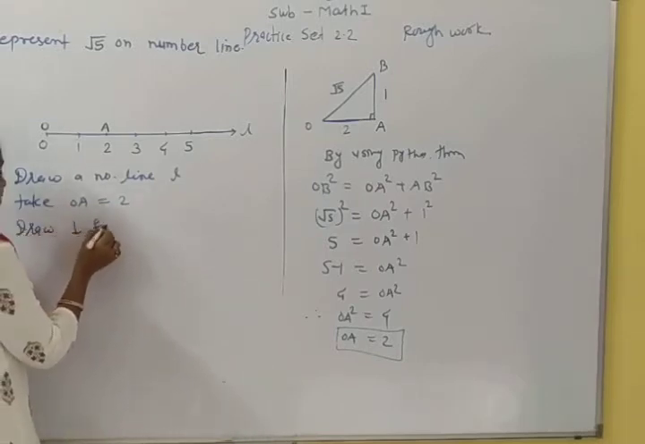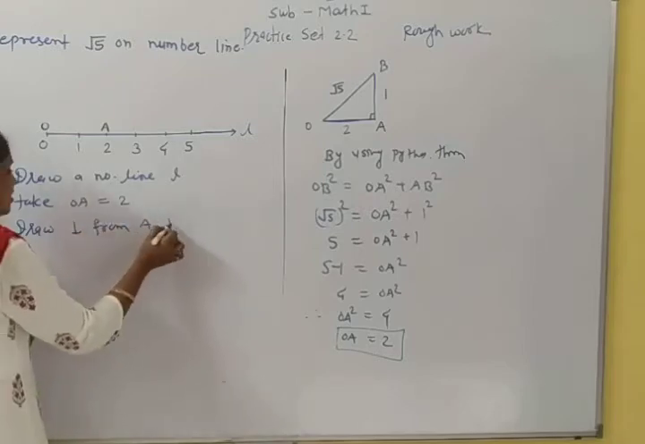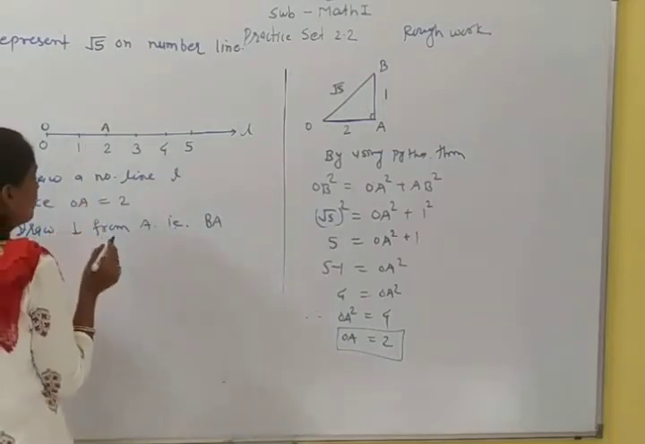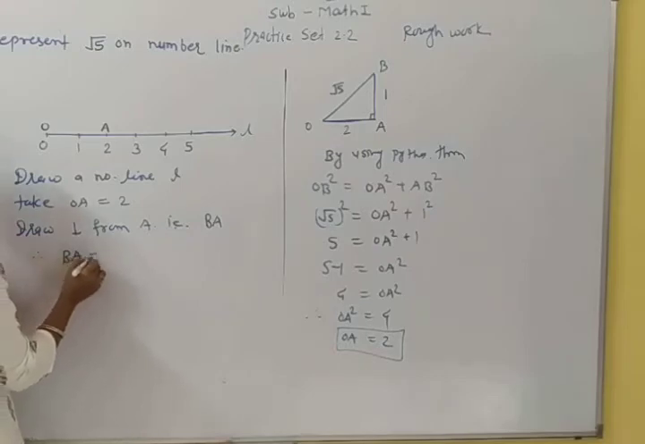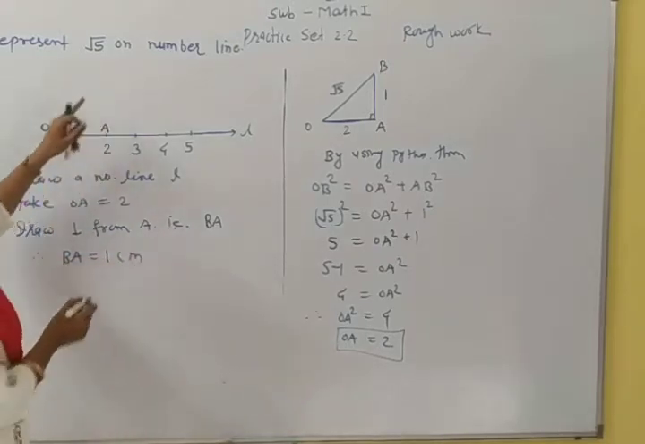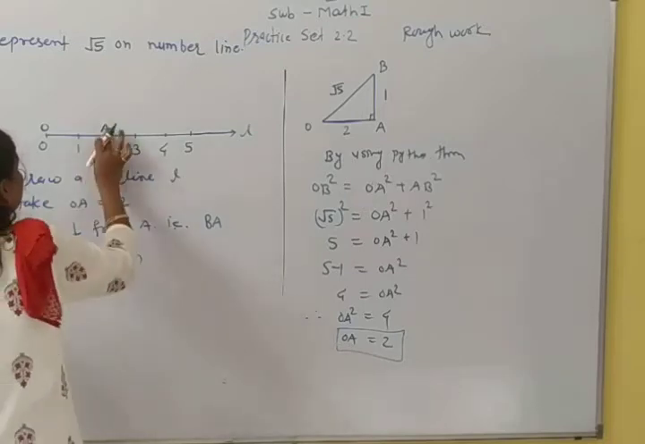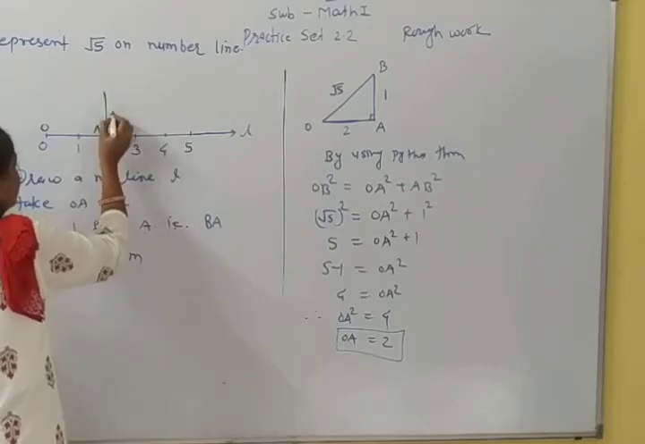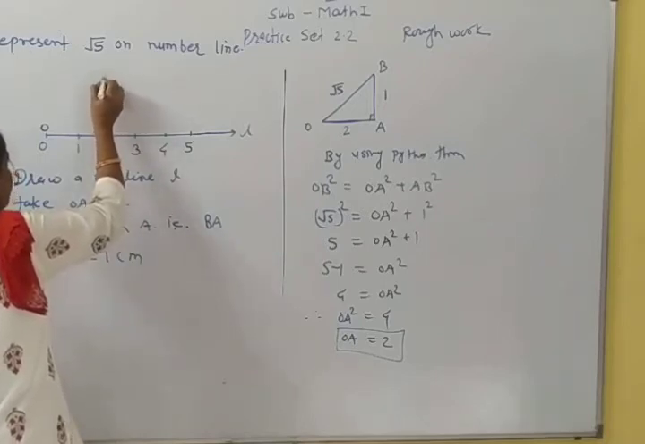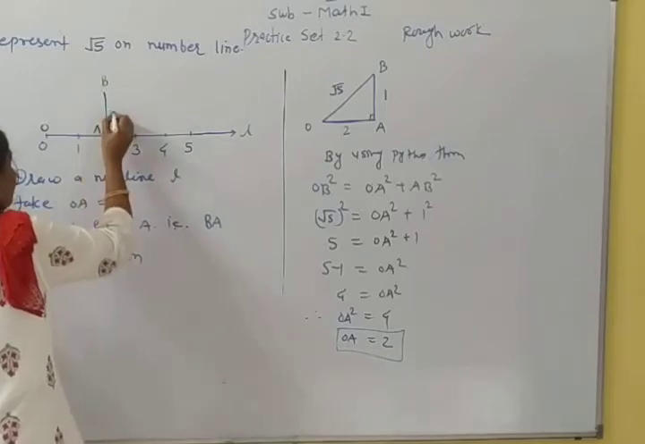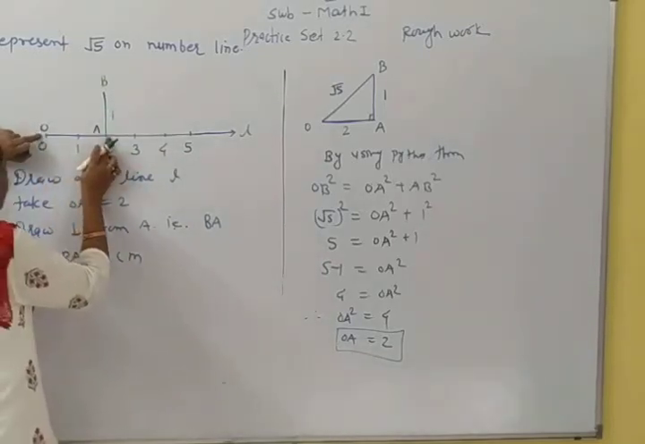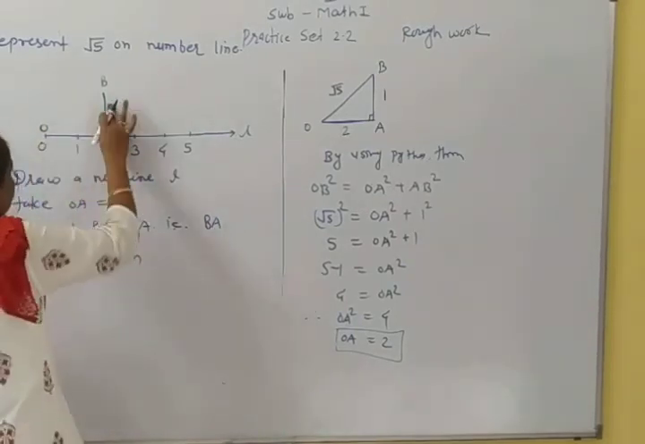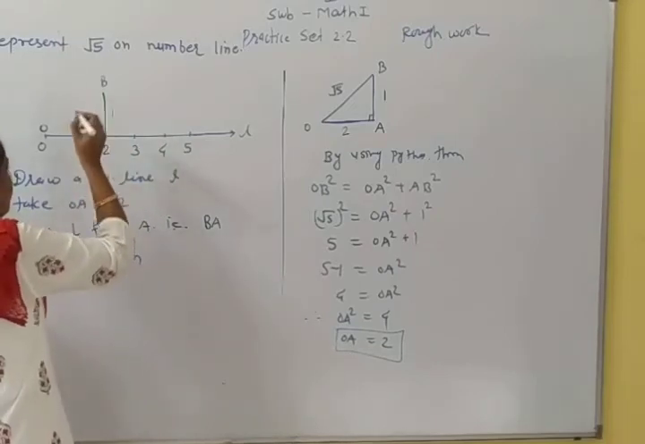Draw perpendicular from A. That is BA. Okay. So take a perpendicular BA, and therefore BA equal to 1 centimeter. So here A, and take BA equal to 1 centimeter, and write here B. BA equal to 1 centimeter, and OA equal to 2 centimeter.